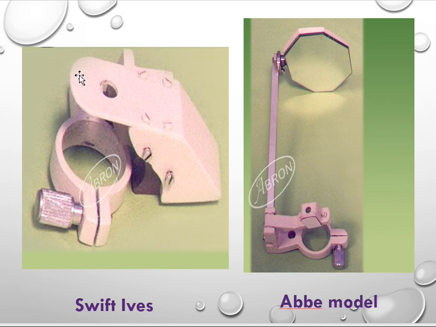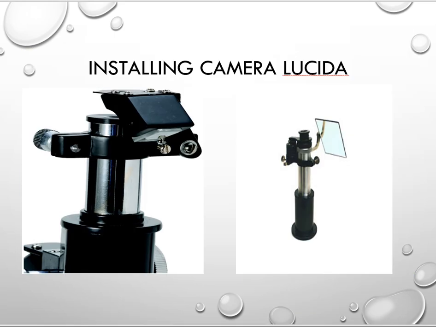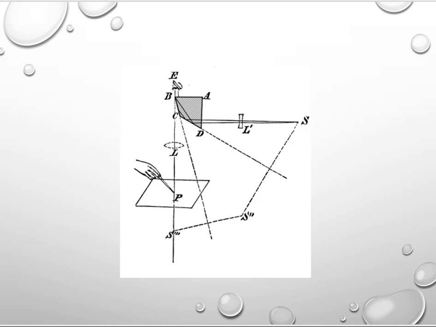There are two types. One is the Swift iris, which is like this, which we use in our laboratories, and this is Abbe's model which consists of the mirror. See here how to install the camera lucida. This is your eyepiece. Here you first remove this, fix it tightly, and place the camera lucida parallel to the eyepiece. And this is Abbe's model which consists of your mirror.